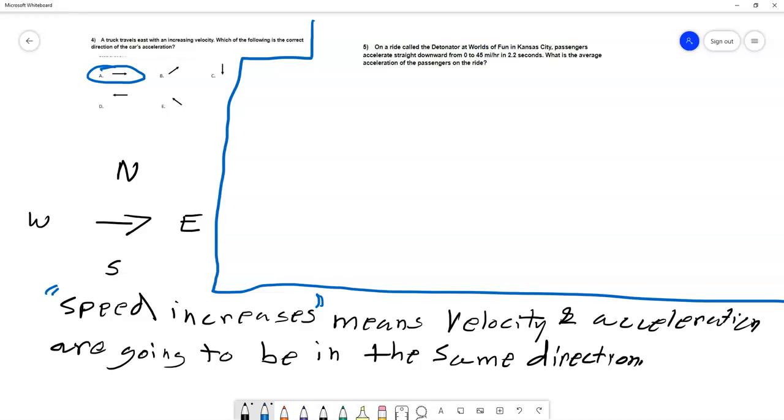As to what belongs where, we'll do this one in purple. On a ride called the Detonator at Worlds of Fun, Kansas City, passengers accelerate straight downward from 0 to 45 miles an hour in 2.2 seconds. What is the average acceleration of the passengers on the ride?